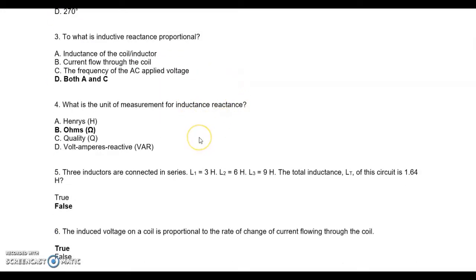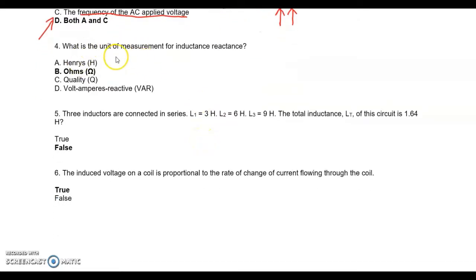Number 3, to what is inductive reactance proportional? To illustrate this, I'm going to write the formula. So this is inductive reactance, X sub L. 2 is the number 2, pi is the number pi, 3.14. Frequency of the line and inductance of the inductor. Those are the two things that inductive reactance is proportional to. So the correct answer is both the inductance of the inductor and the frequency of the applied voltage. So in D2L, there's an answer that has both of those correct answers.